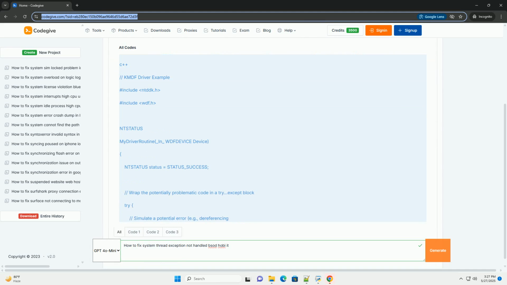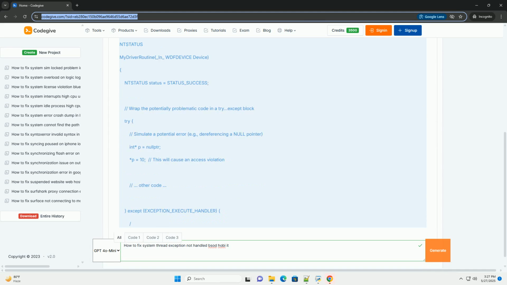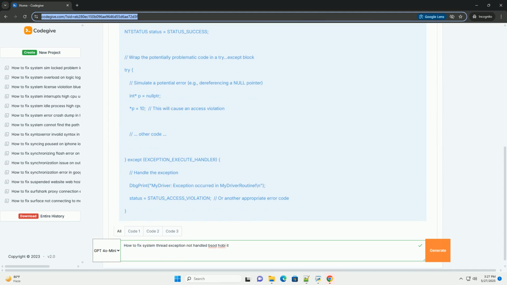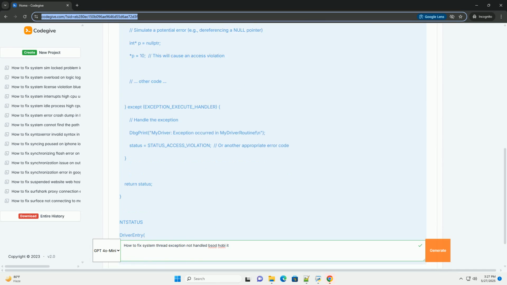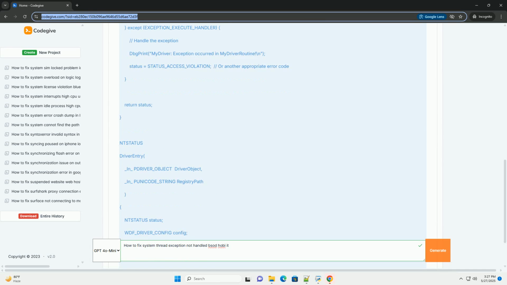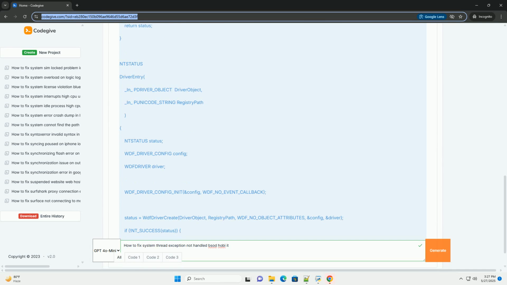Decoding and fixing the SYSTEM_THREAD_EXCEPTION_NOT_HANDLED blue screen of death, BSOD. The SYSTEM_THREAD_EXCEPTION_NOT_HANDLED blue screen of death, BSOD, is a common and often frustrating error in Windows.